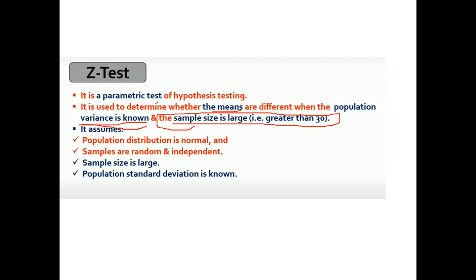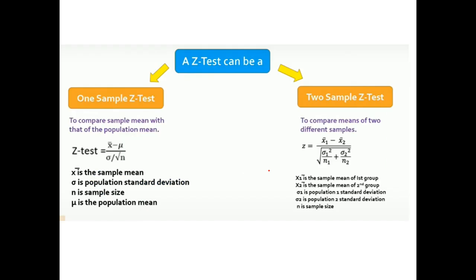Given a problem statement, you have to decide whether to use Z, or T, or the next test, ANOVA. You have to see which test's assumptions are actually fitting, and based on that you decide. So these two assumptions remain the same: the population distribution is normal, and the observations are independent. The only difference is that now the sample size is large and you know the standard deviation of the population. That time you will use the z-test.